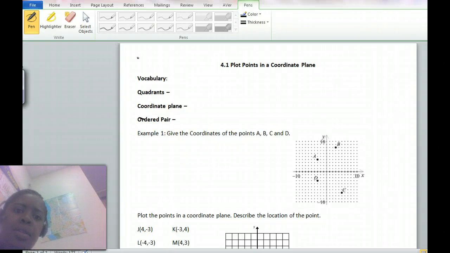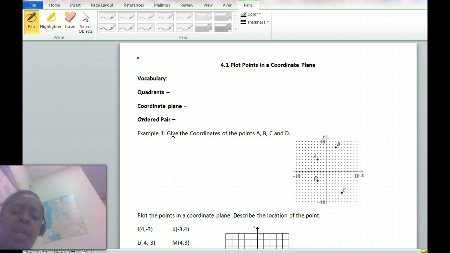Hey there. So today we're going to be doing 4.1, plot points in a coordinate plane. And what I would like for you to do, pretty please, is fill in the vocabulary on your own for quadrants, coordinate plane, and ordered pair. They will all be found in your books. You can use your glossary for that one.